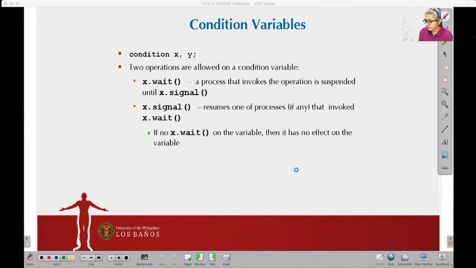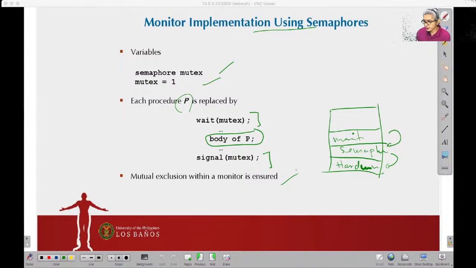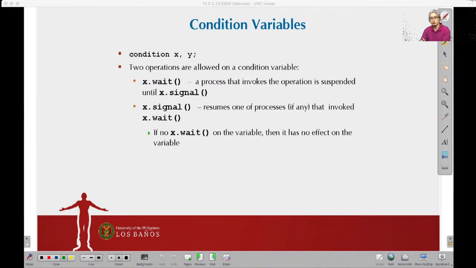Now, using this basic implementation, we were able to guarantee mutual exclusion inside the monitor. That might not be sufficient to implement some other synchronization operations. So we need to introduce the condition variables. We define them as condition x and y, for example. There are only two operations allowed on these condition variables: wait and signal.